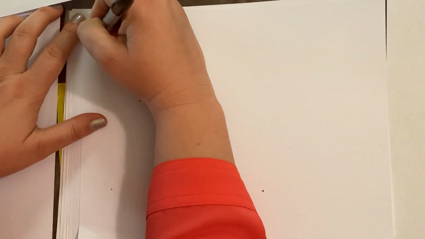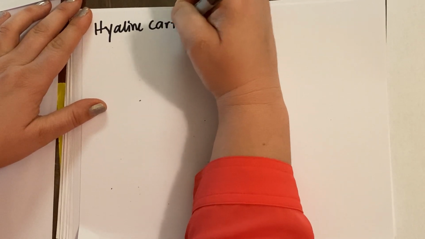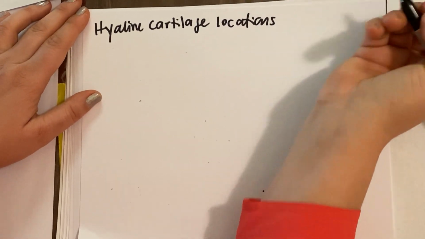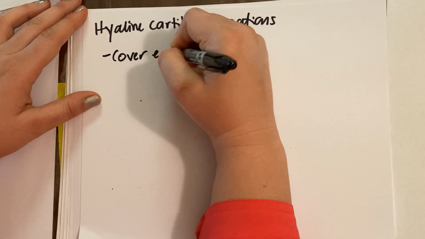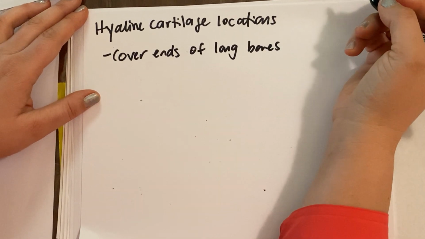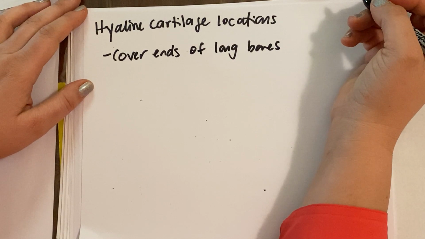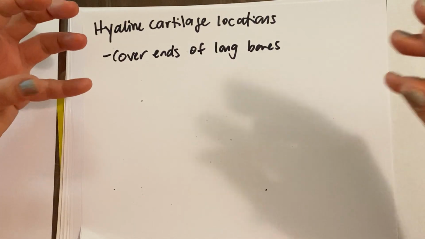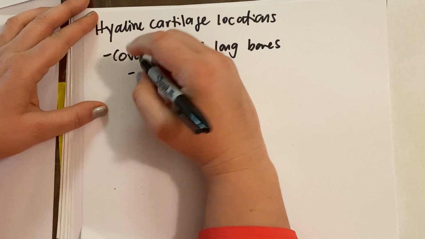Hyaline cartilage locations. It's found in quite a few locations. It's going to cover the ends of long bones. When we're talking about long bones, we're talking about the femur, the humerus, things like that, that are pretty long bones, and it's on the ends where they're going to articulate. So these are going to be called articulating cartilage.